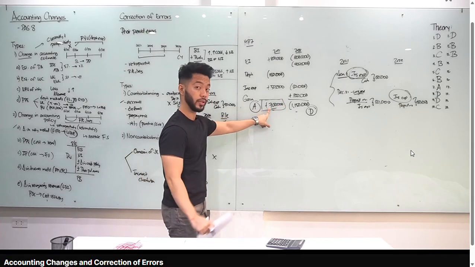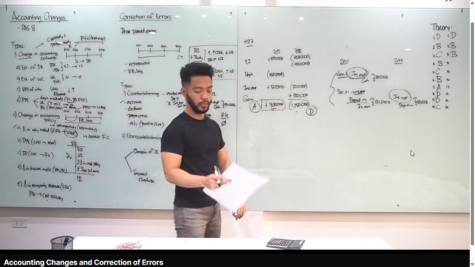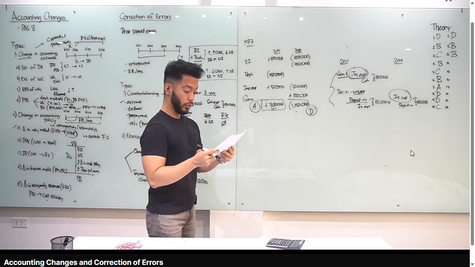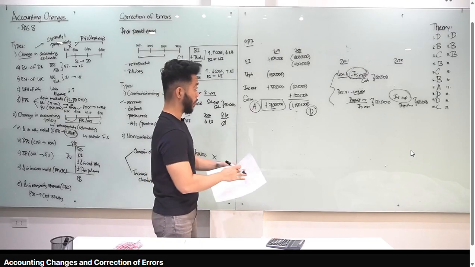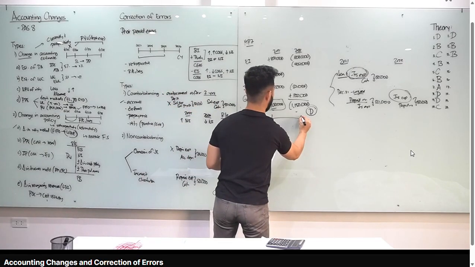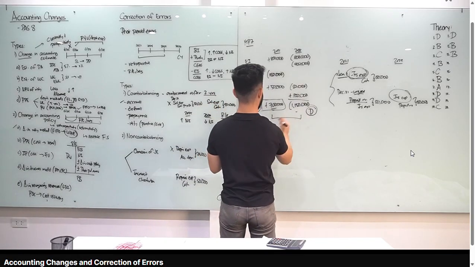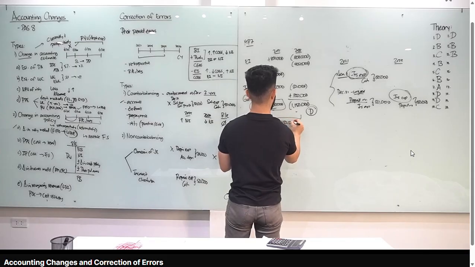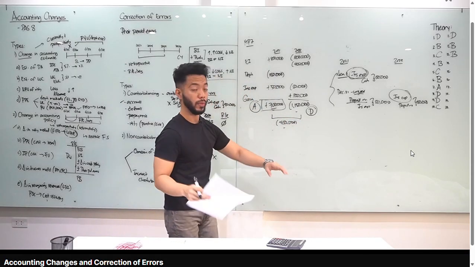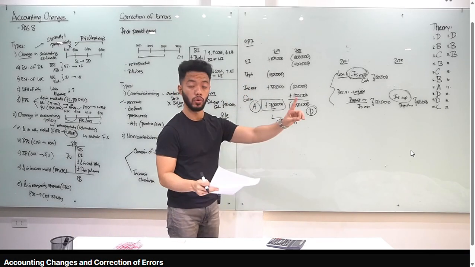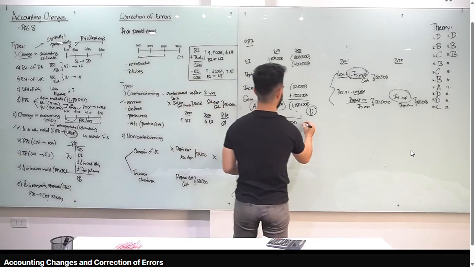Magpa-plus ka kasi understated. Magma-minus ka kasi overstated. Okay? What is the retained earnings on December 31, 2022? Again, kapag retained earnings, yung net effect niyan, 1,150,000 minus mo yung 700,000. So, yung net amount niyan na effect sa retained earnings, 450,000 negative. Therefore, bakit ka magma-minus ng 450,000 sa retained earnings? Because overstated siya. Letter C, 450,000 overstated.